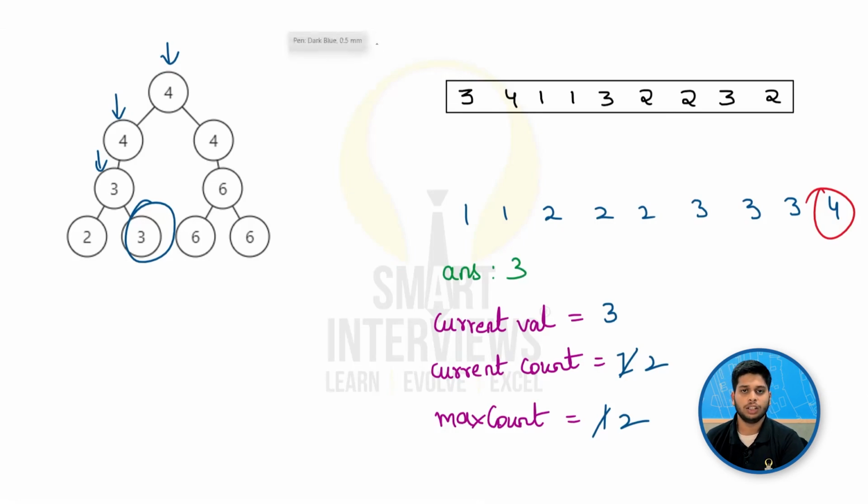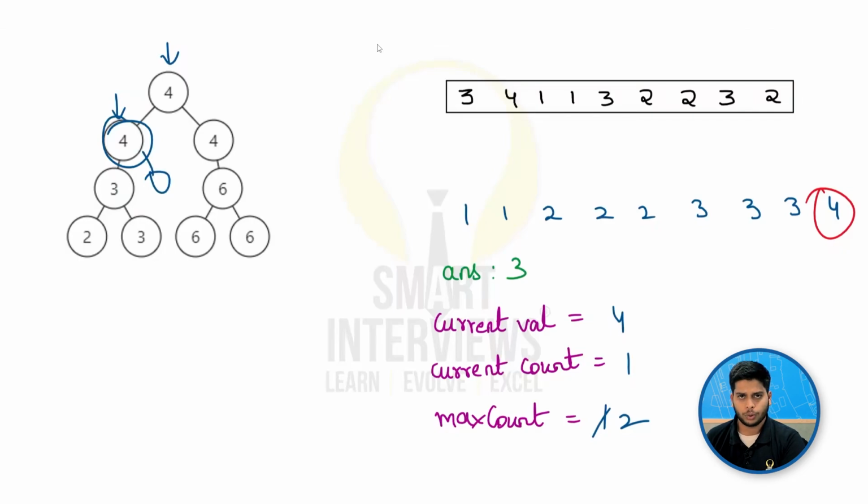Now let us move ahead to the next value in the in-order traversal. Since we are done with the right child, we move back to the parent of 3, that is 4. So now you are at 4. You are done with the left subtree. Now we are at 4. As we see, the current value is different from the root value. So update the current value. The current value will now be 4. Since you updated the current value, the current count is going to be 1. And as we see, the current count is less than the max count. So just move ahead.